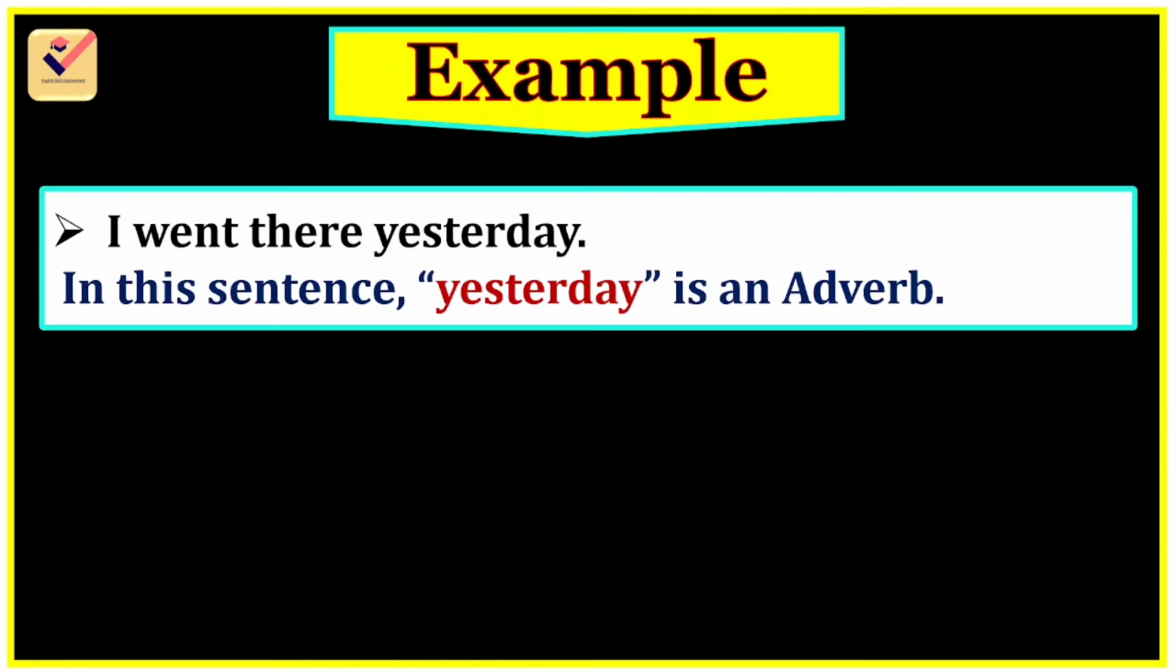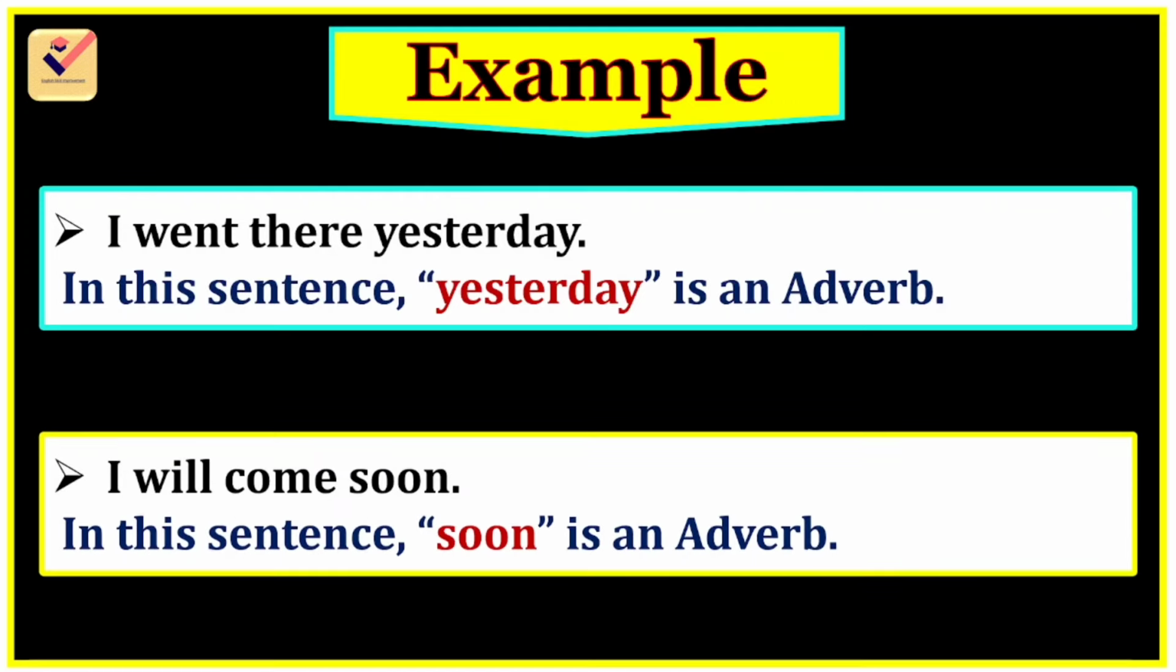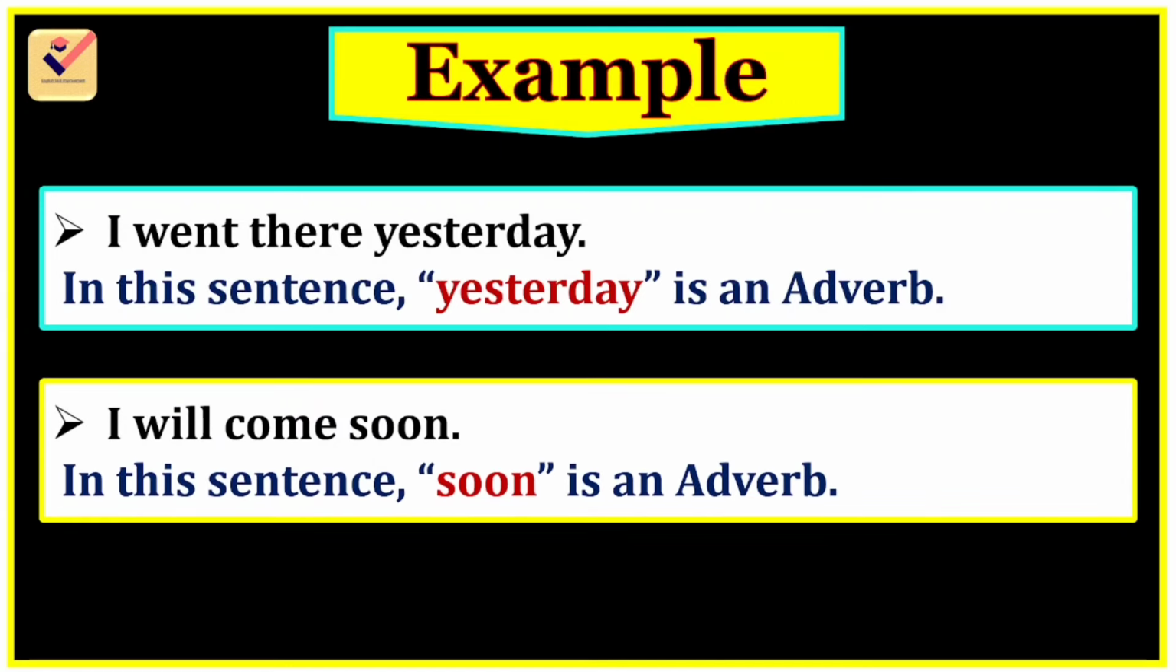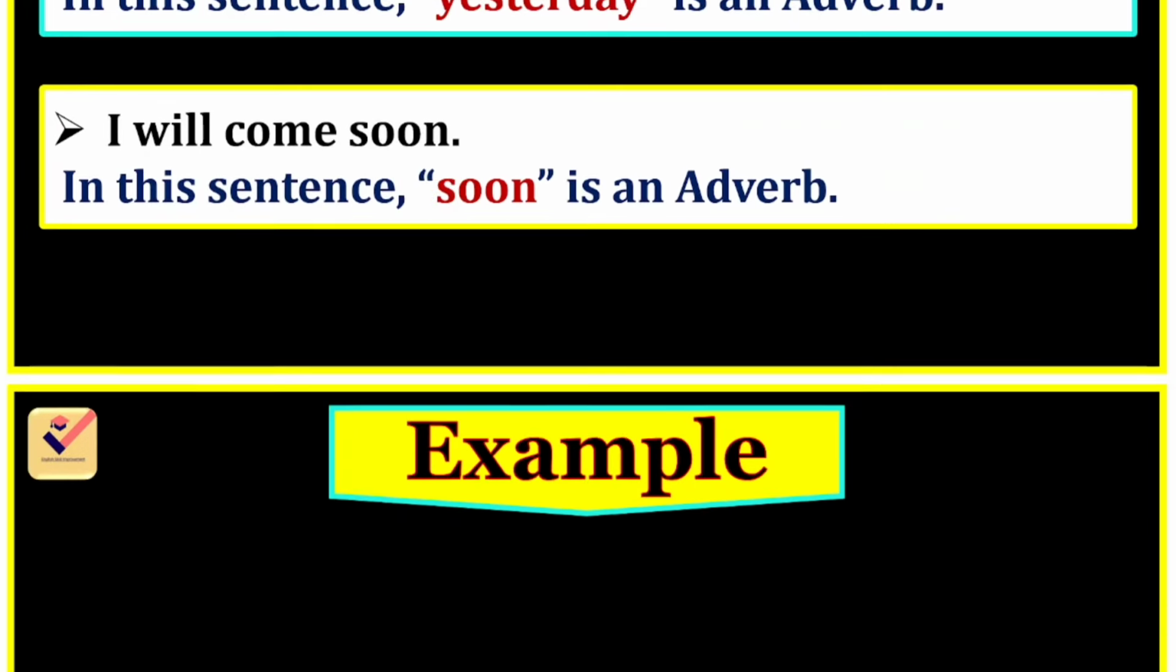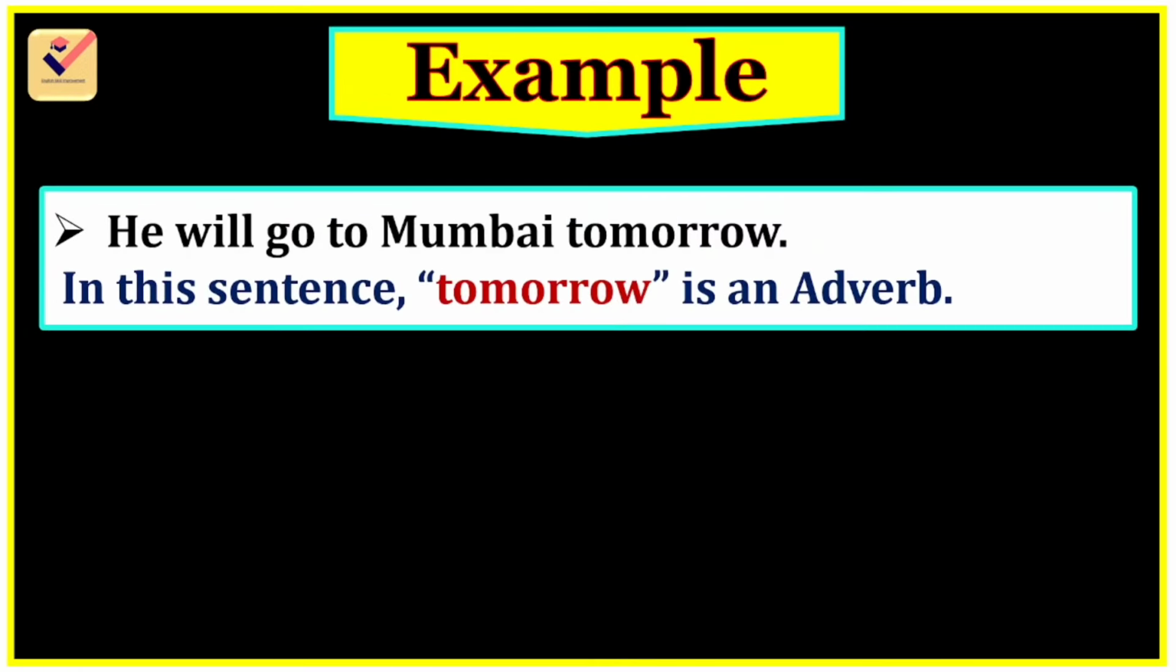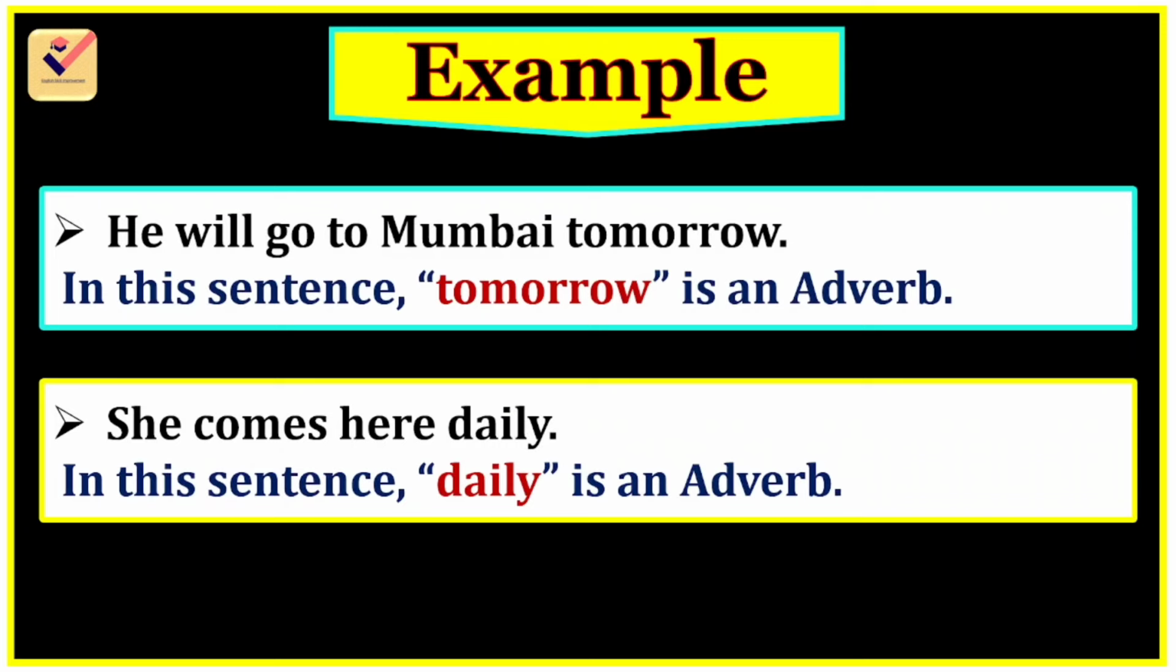I went there yesterday. In this sentence, yesterday is an adverb. I will come soon. In this sentence, soon is an adverb. He will go to Mumbai tomorrow. In this sentence, tomorrow is an adverb. She comes here daily. In this sentence, daily is an adverb.